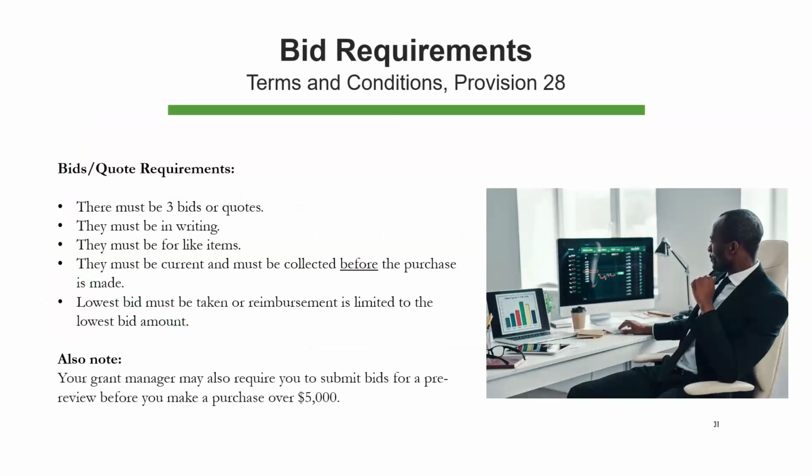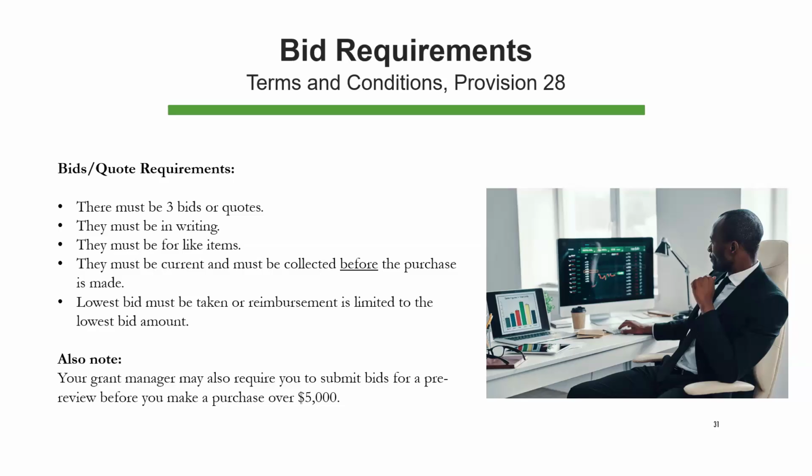Okay. Bid requirements. This is critical, folks. Auditors take careful look at this whenever they audit your corps. So please pay close attention to this. You must have 3 bids or quotes in writing for any expense to the grant that's charging the grant $5,000 or more.